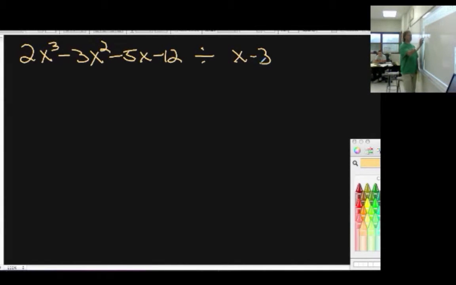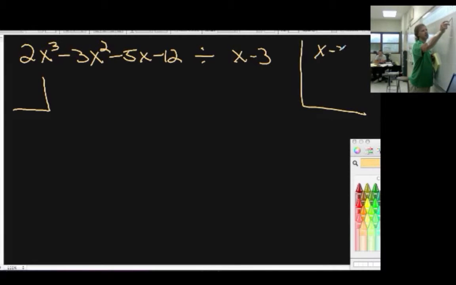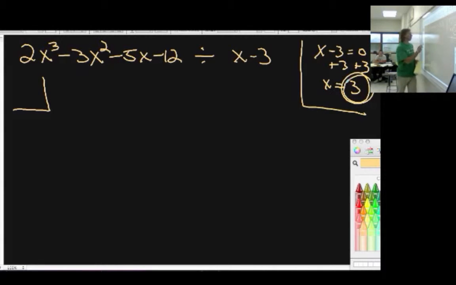How's my speed? What do I put in the little half box? It's just one number. What do I put in the half box? 3. How'd you get that? You said x minus 3 equals 0. That's the number you put in the half box.